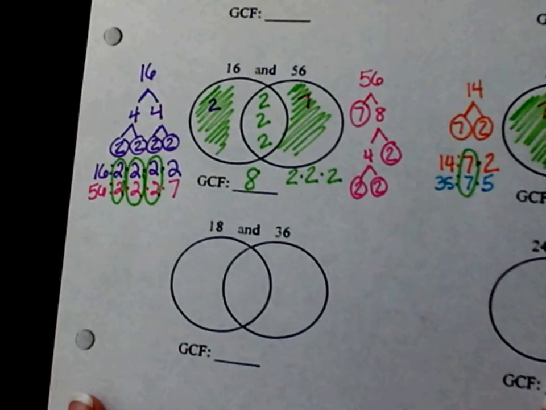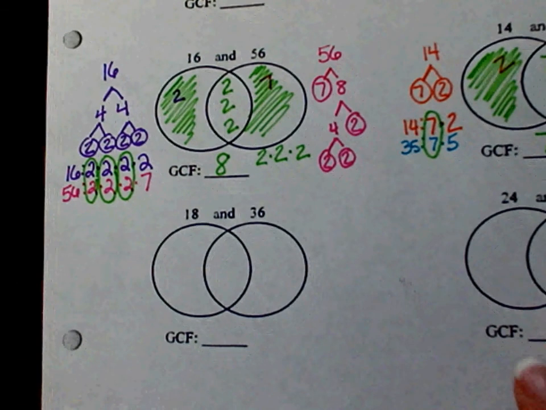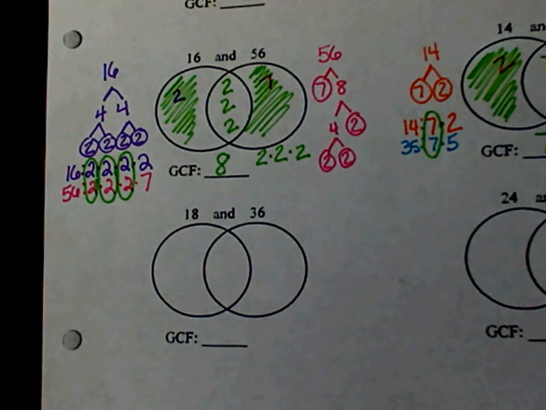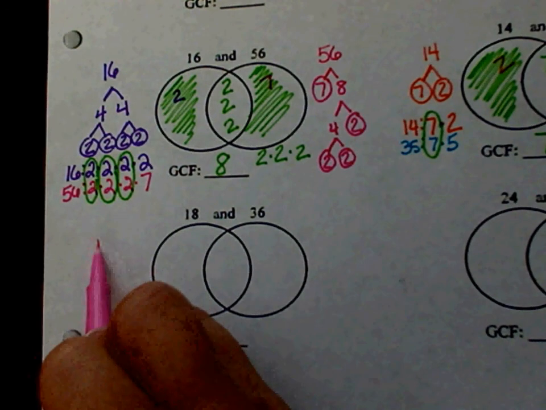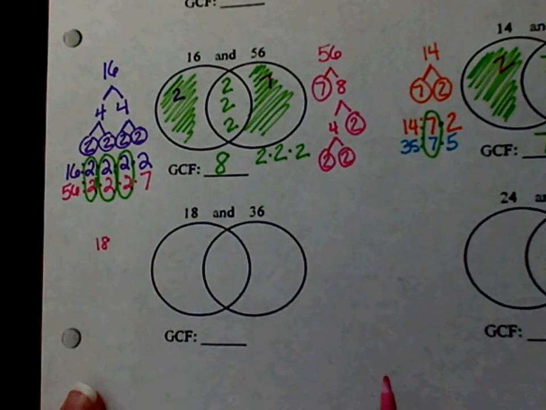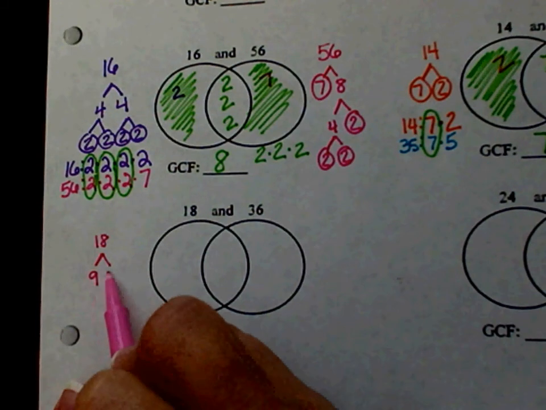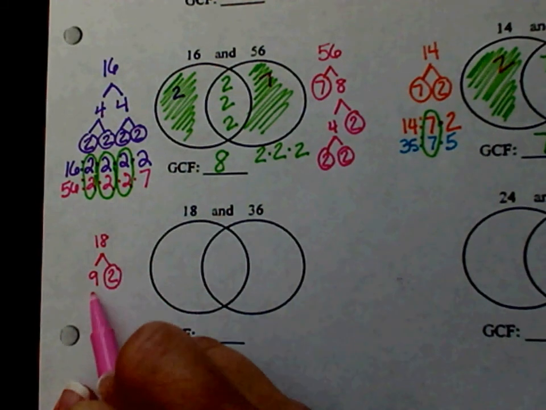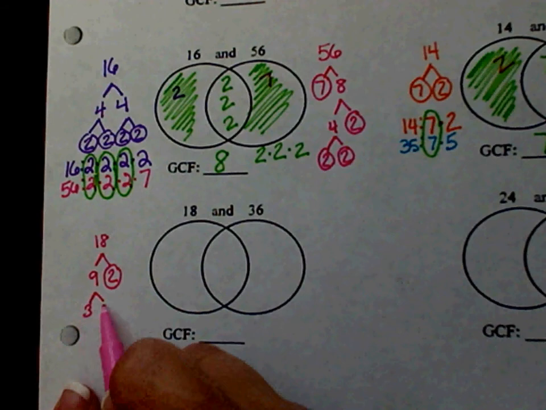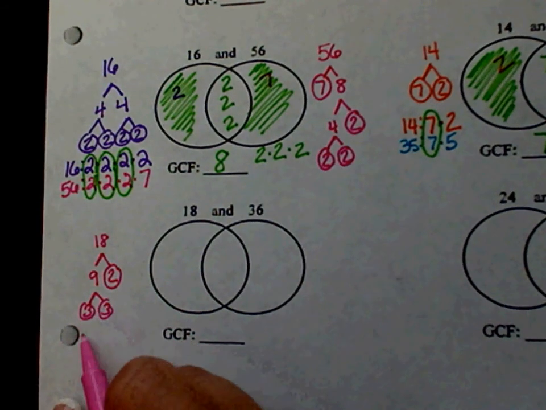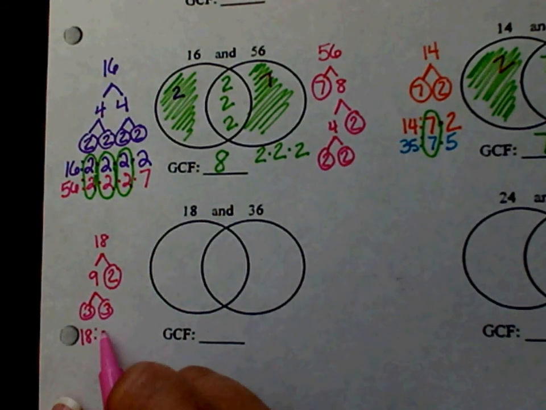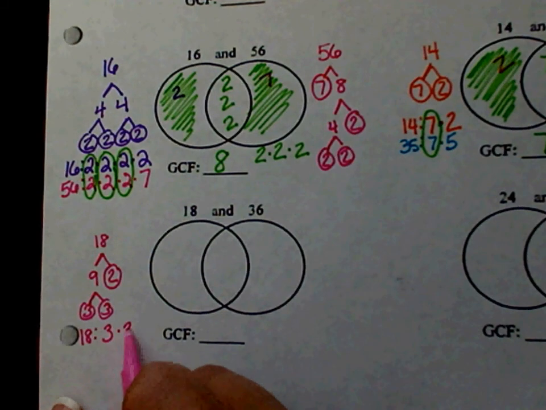Okay, try this one on your own. Pause the video, come back and check with me. Okay, so you should have tried this one on your own. We first need to find the prime factorization of 18. So we can break that down to 9 and 2. 2 is prime. Break down the 9 to 3 and 3. 3's are prime. So my prime factorization is 3 times 3 times 2.